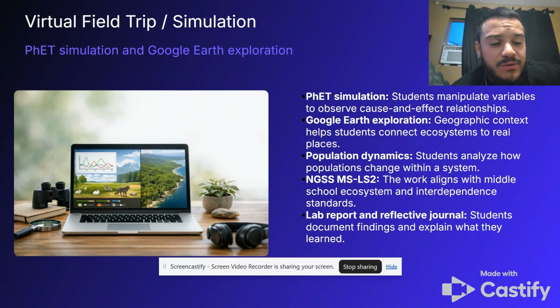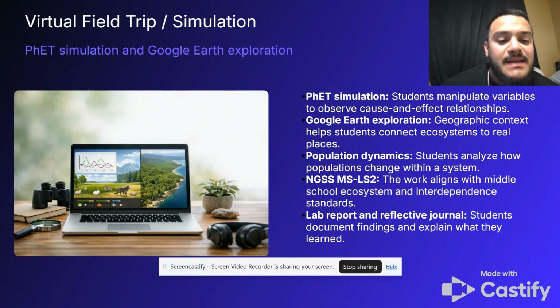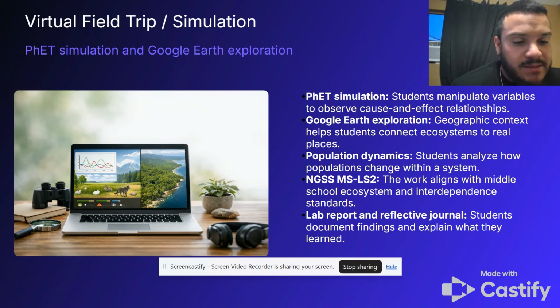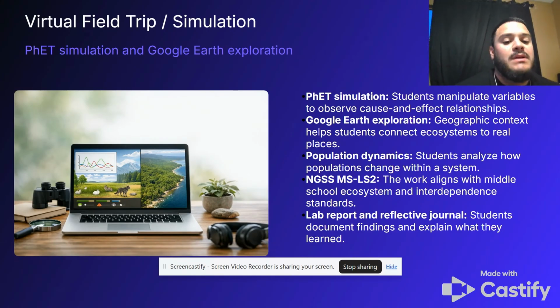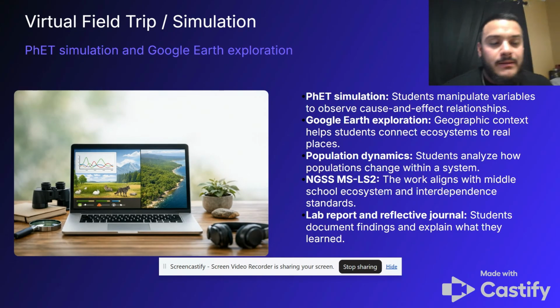Population dynamics. Students analyze how populations change within a system. NGSS MS-LS2. The work aligns with middle school ecosystem and interdependence standards. Lab report and reflective journal. Students document findings and explain what they learned.